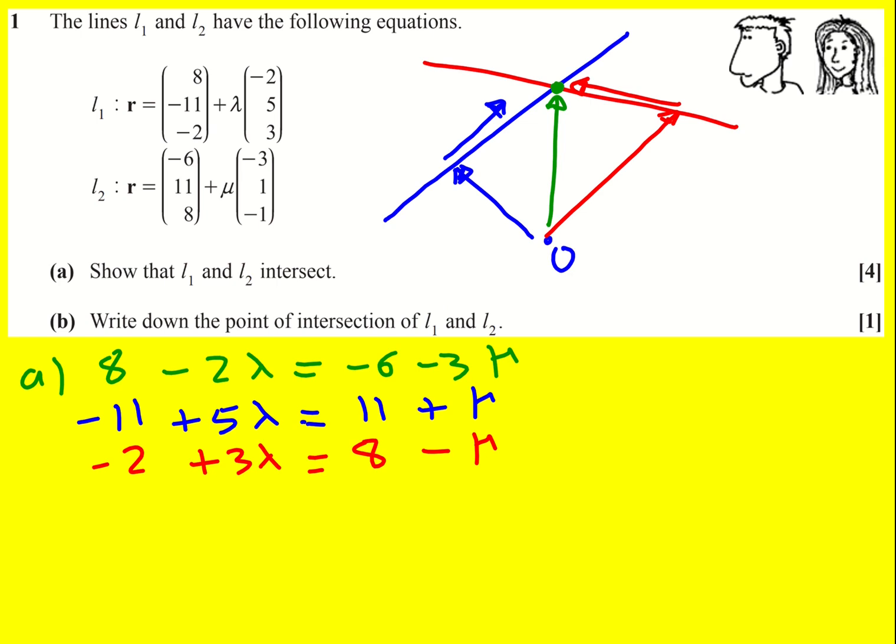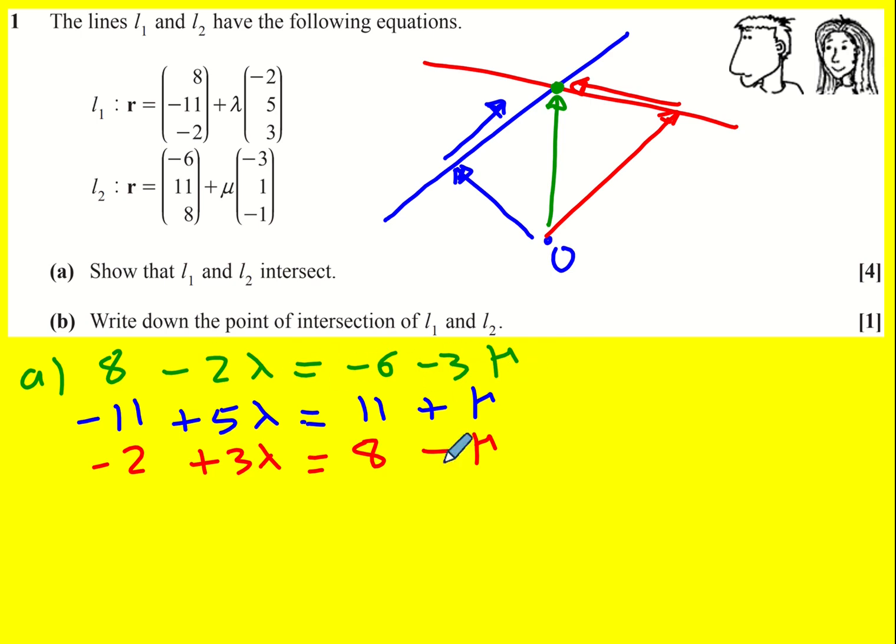What we have to do is solve two of this pair of simultaneous equations and just check that the third works. You can always solve two of them to get an answer, but it might just be that then it doesn't work in the third one, and that would mean that they don't intersect. But because we're asked to show that they do intersect, essentially we're going to solve two of them and then just check the third one, check that the solution is consistent with the third equation. So you could decide which ones you'd solve.